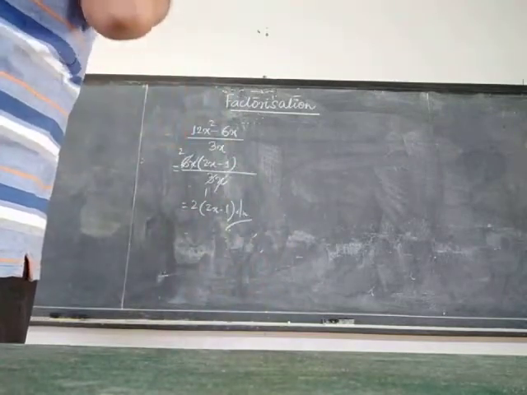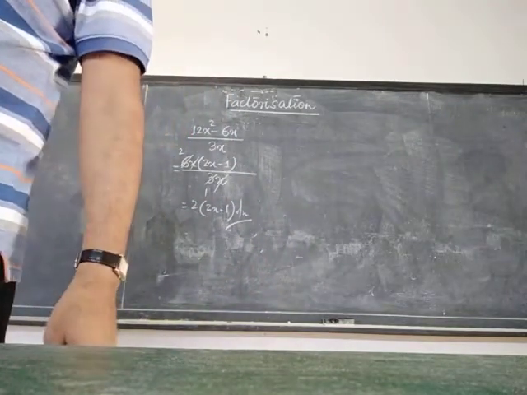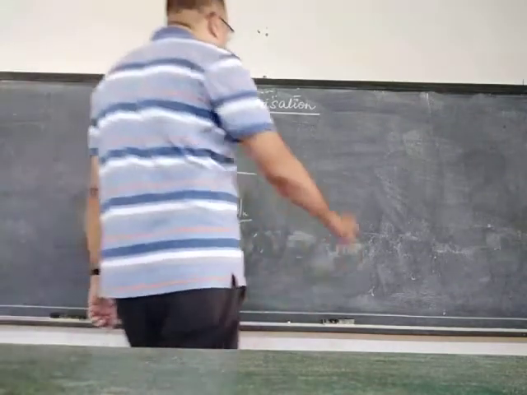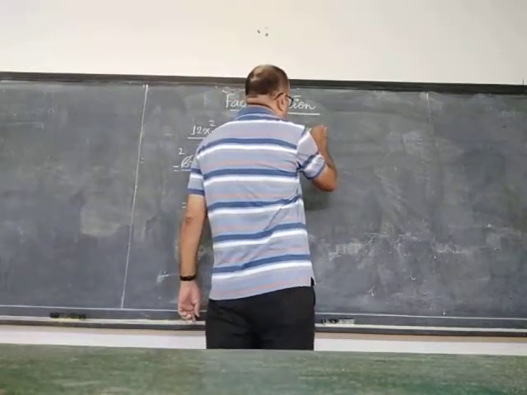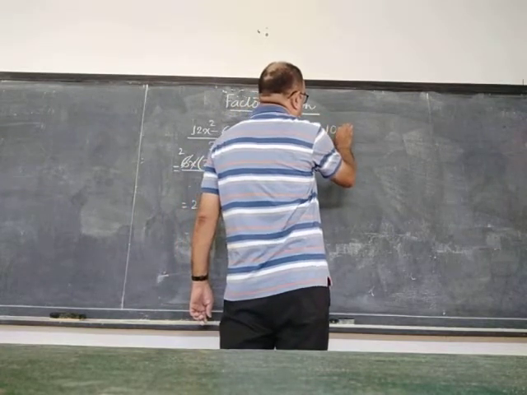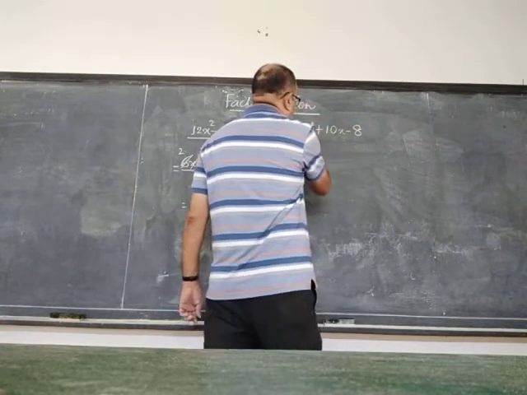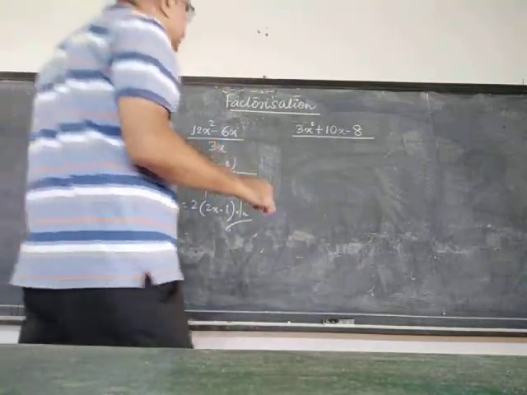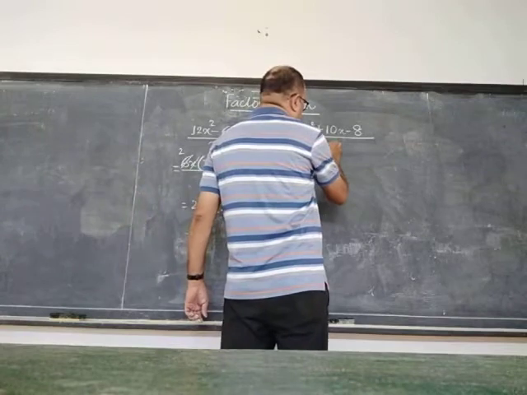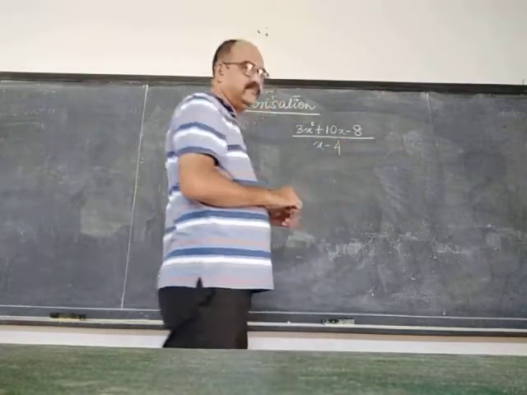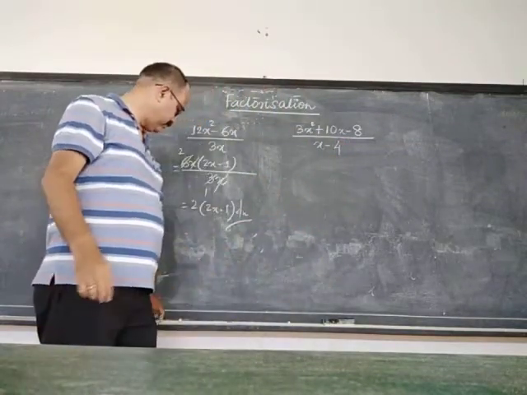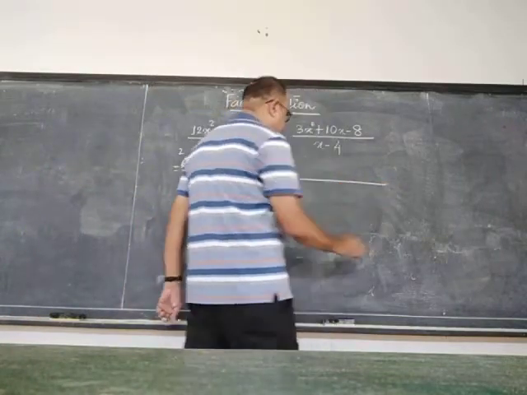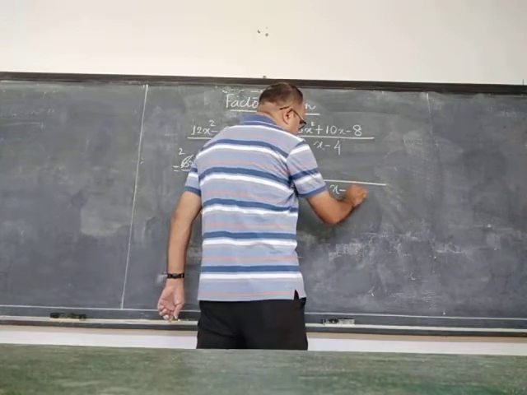Chalo, one example that I want to show you. One sum that I want to show you. 3x square plus 10x minus 8 by x minus. Look at this. Again here, denominator you cannot do anything. So let me put the denominator as it is.